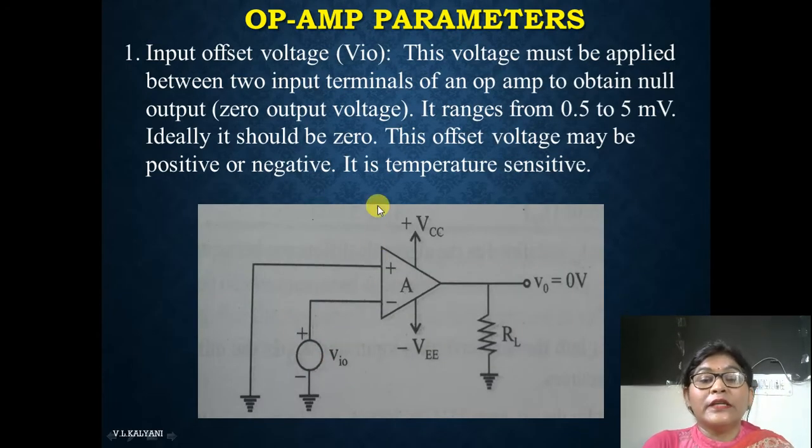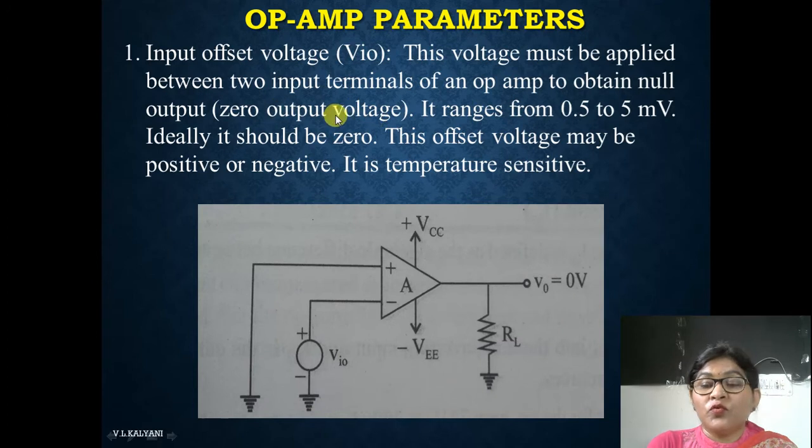Now the next topic is op-amp parameters. There are many parameters in the case of an operational amplifier, but some important parameters like input offset voltage, input offset current, input bias current, slew rate, CMRR, gain bandwidth are the important ones. The first parameter is the input offset voltage. This is the voltage that must be applied between the two input terminals of an operational amplifier to obtain null output. Null output means here the output will be zero.